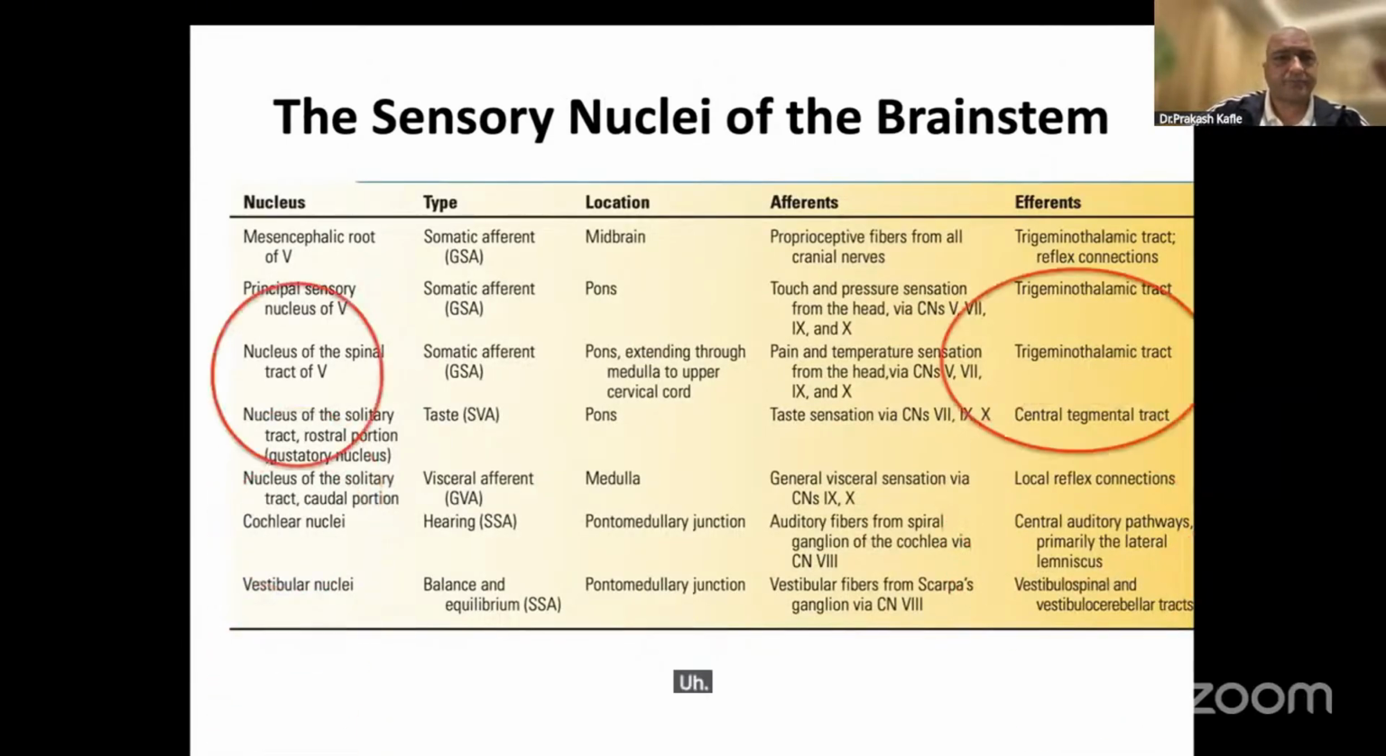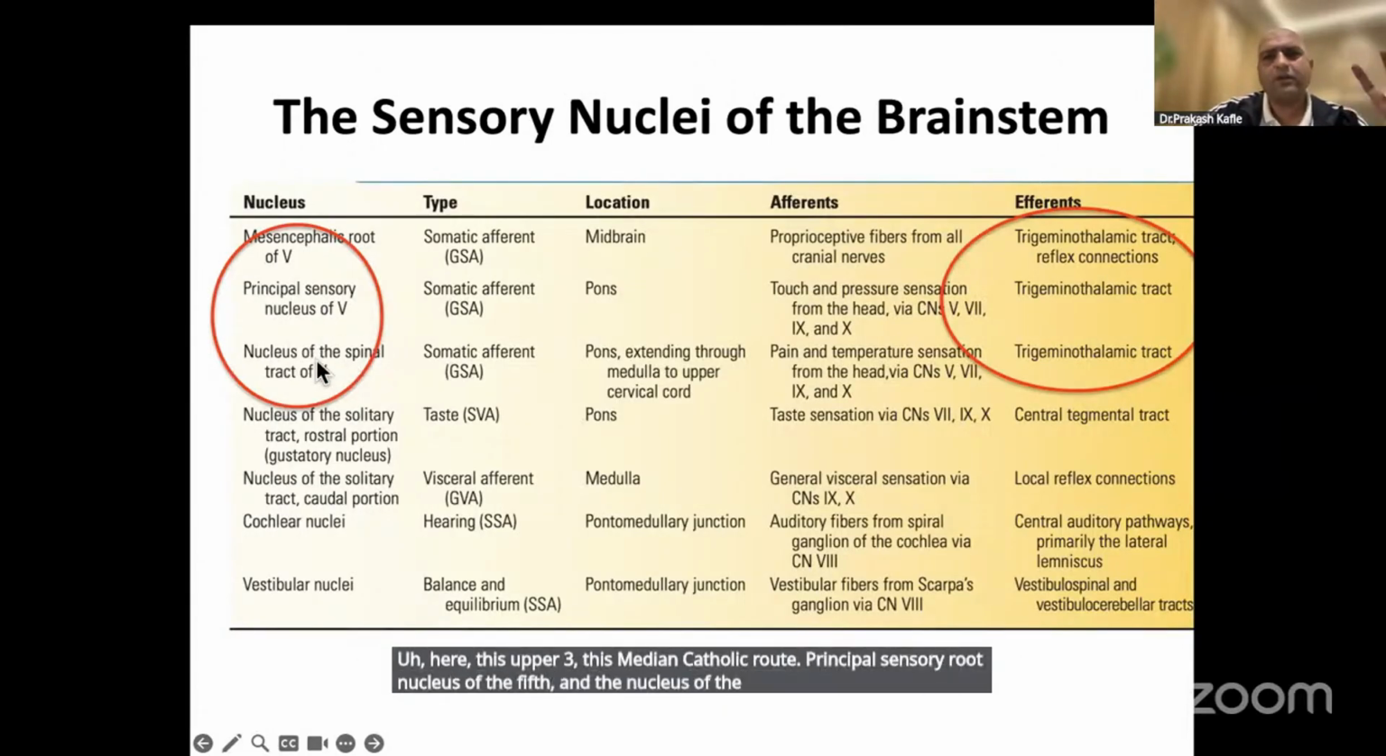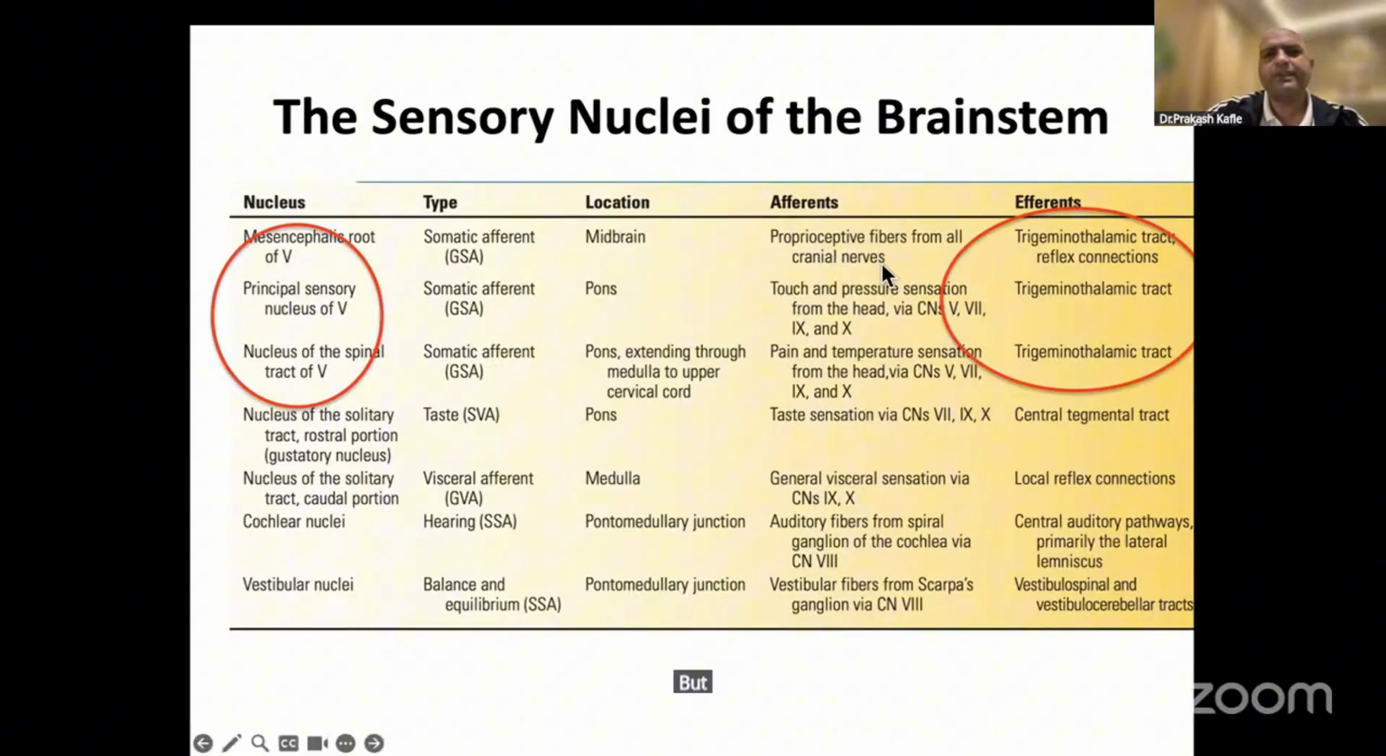Here, these upper three, the mesencephalic root, the principal sensory nucleus of the fifth, and the nucleus of the spinal tract, are all associated with the fifth cranial nerve, right? But their afferents will be different. So I'm not talking about these afferent tracts.